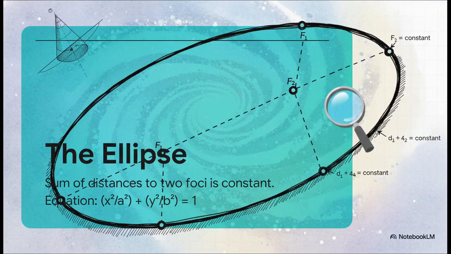Next up, we have the ellipse. You can really just think of it as a squashed or stretched out circle. Now, an ellipse has these two special points inside it called foci. And here's the cool part. If you pick any point on the edge of the ellipse and measure the distance to each focus and add those two distances together, that sum will be the same no matter which point on the ellipse you choose. And check out the equation. It looks a lot like the circle's, but you can see those squared terms are being divided by different numbers. That's the math telling you about the stretch.